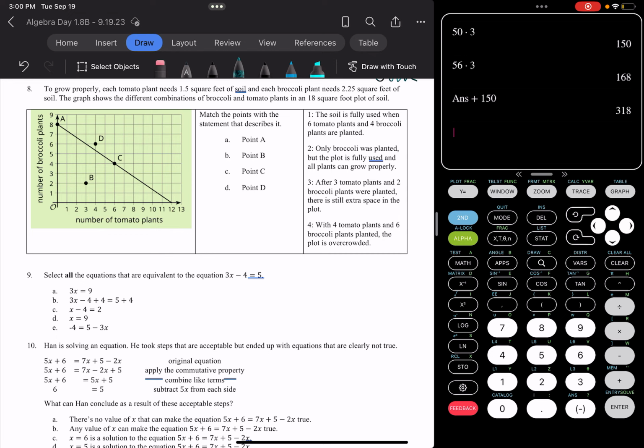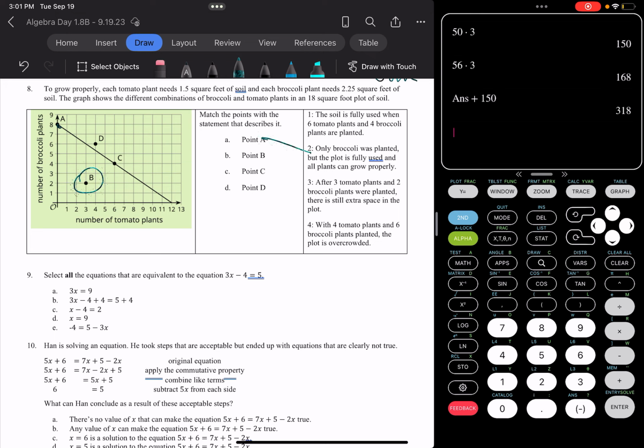All right, so point A is right here, where we have 0 tomato plants and 8 broccoli plants. So let's look. The soil is fully used when 6 tomato plants and 4 broccoli plants are. Okay, so this is 0 and 8, so this is not 1. 2, only broccoli was planted, but the plot is fully used and all plants can grow properly. So that's 0 tomato plants, 8 broccoli plants, so this matches with point A.